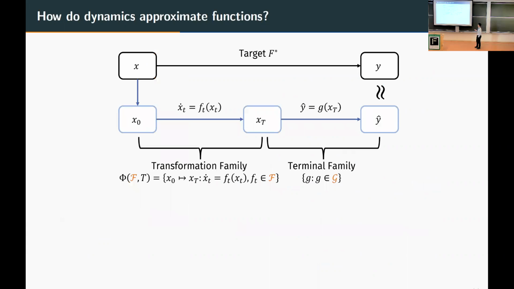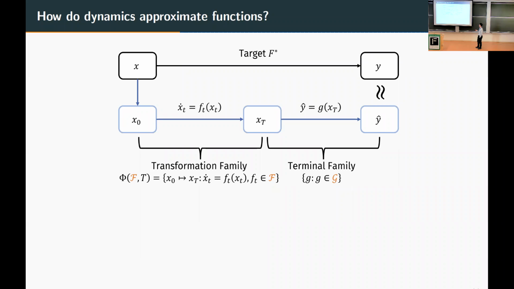So suppose we have a target function f star that we want to approximate, and that maps some x to y. So what we're going to do is to take this x and set it as the initial condition of a control dynamical system. So this system is x dot equals f_t of x_t. So f_t is chosen from some family of functions which are called curly F. Okay, so this is a family of functions and this basically determines what kind of dynamics I'm allowed to use. And so this will transform the inputs x_0 into x_T, okay?